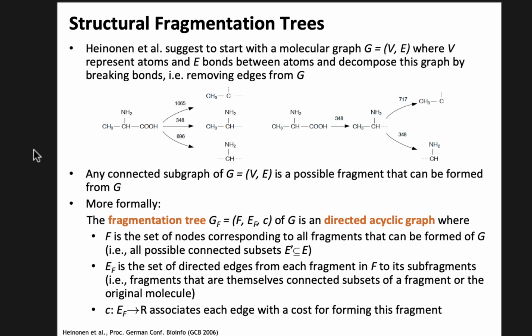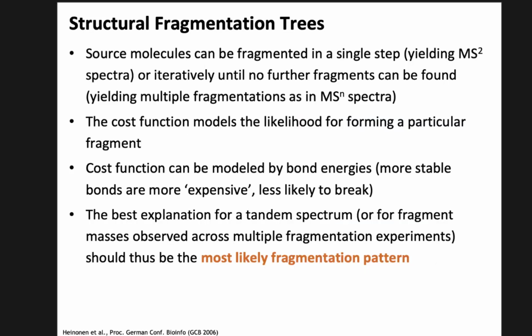So you start here, you start breaking things off this molecule at every bond, basically, and what you get is a subfragment where this bond has been removed. There are some issues with cycles, as we said, with rings. But you can enumerate them, and that is something that computer scientists are good at. You just take this graph and you enumerate the hell out of it and see what happens. Source molecules can often be fragmented in a single step. That gives you tandem spectra, or you can also do that iteratively until no further fragments can be found.